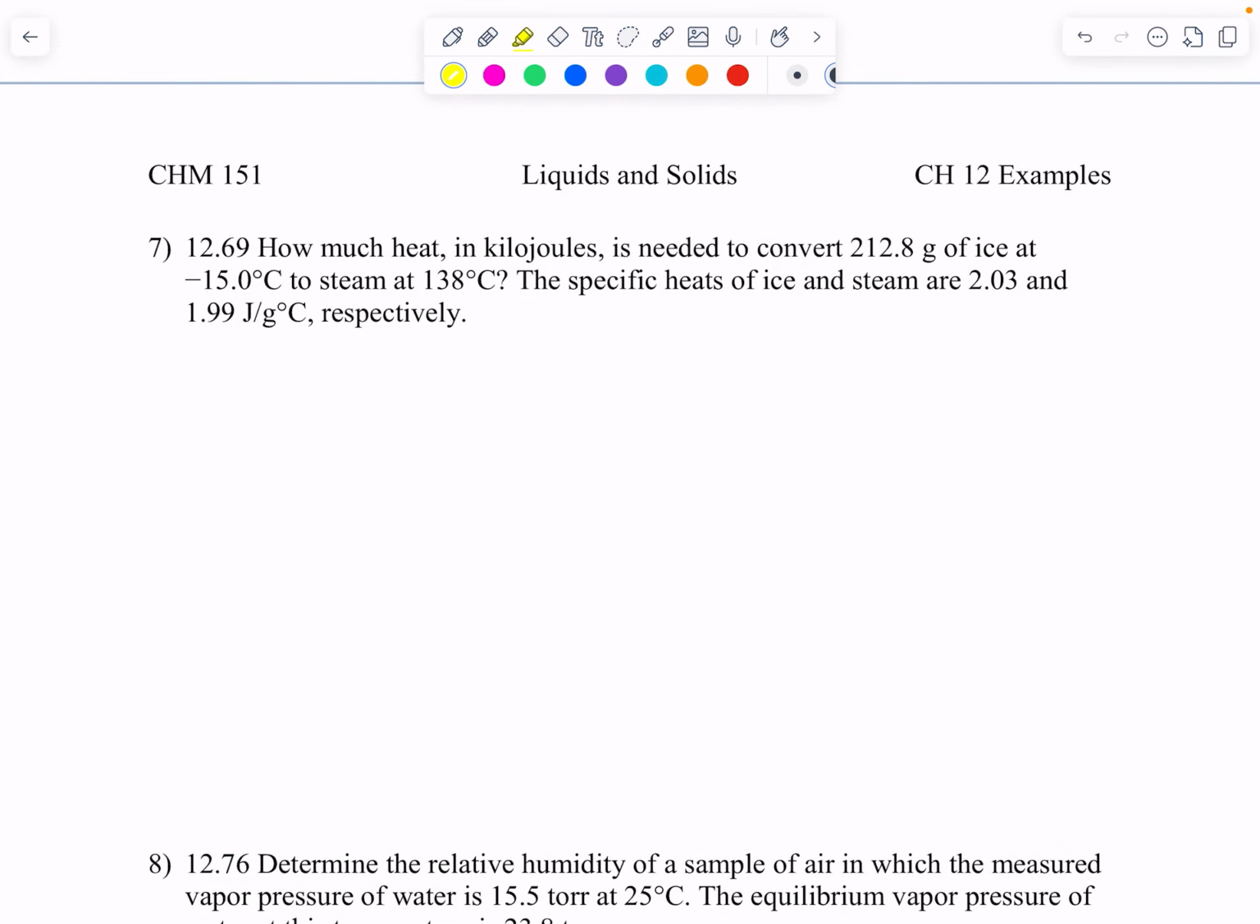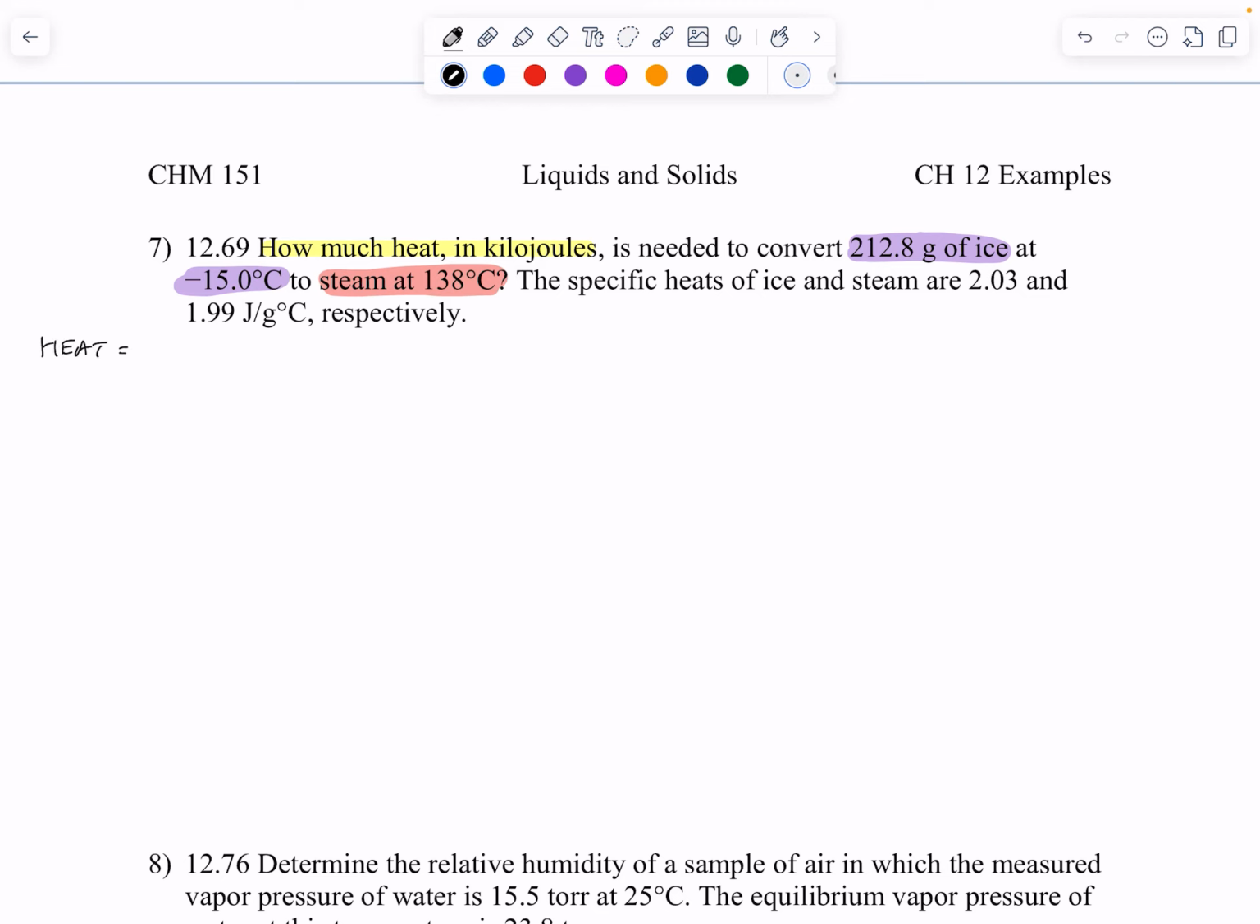All right, number 7. How much heat in kilojoules is needed to convert this much ice at -15 to steam at 138? It gives you the specific heats. All right, so what is going on here? Overall heat.